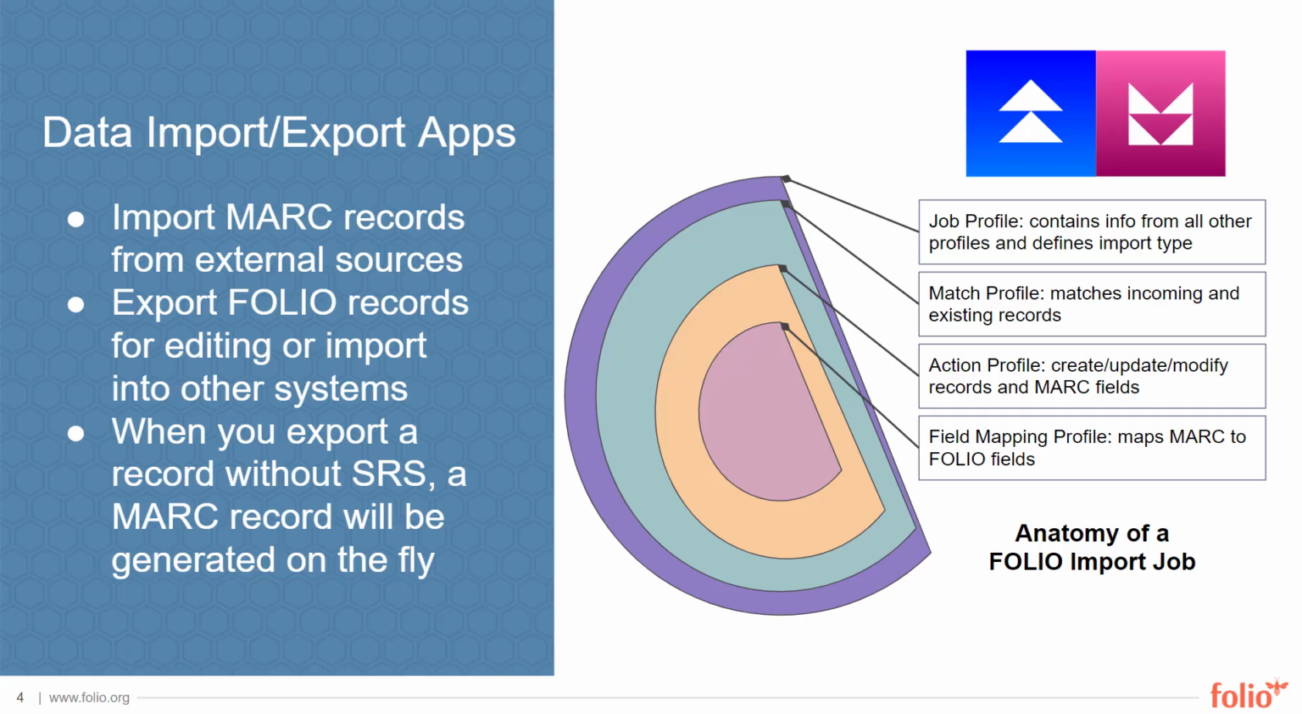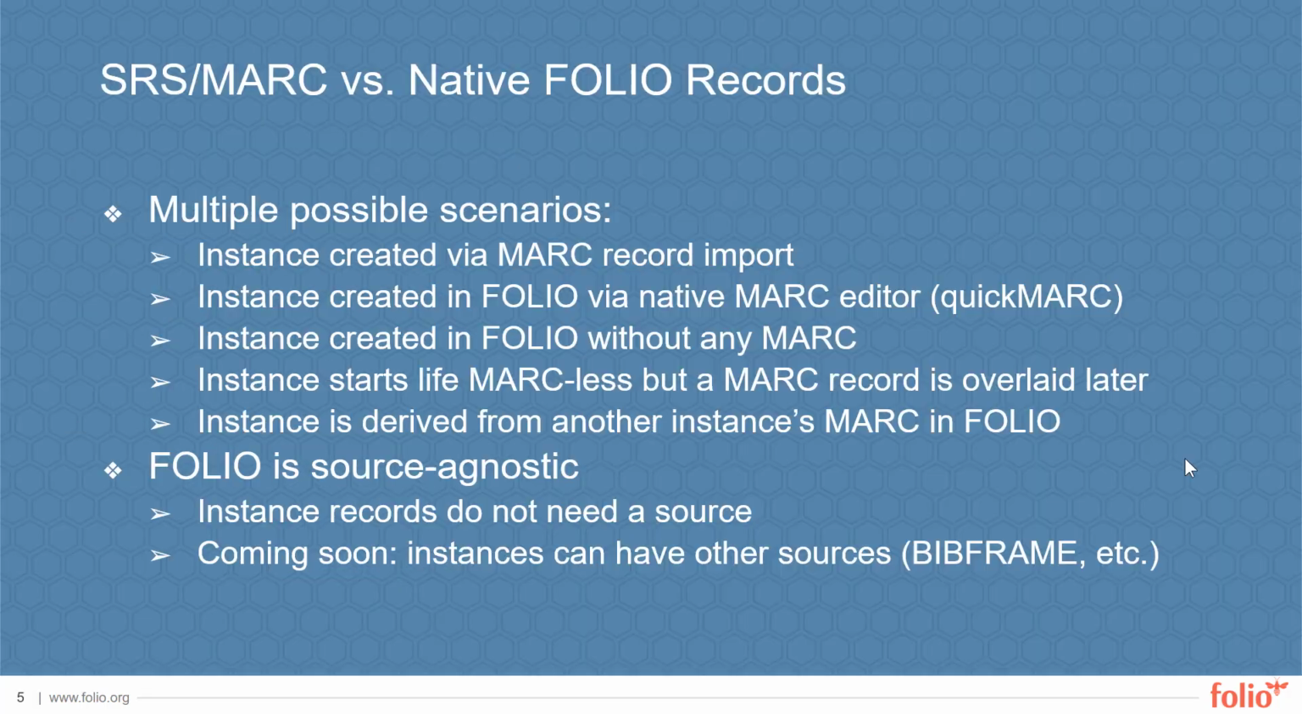As you can see in the diagram on the right, a job profile is defined by three other profiles. A match profile that tells FOLIO how to determine matches between new and existing records, an action profile which tells FOLIO what changes to make in FOLIO or to the MARC you're importing, and a field mapping profile which maps MARC to FOLIO fields. A job profile can have multiple match and action profiles associated with it.